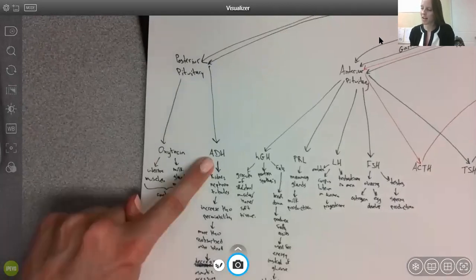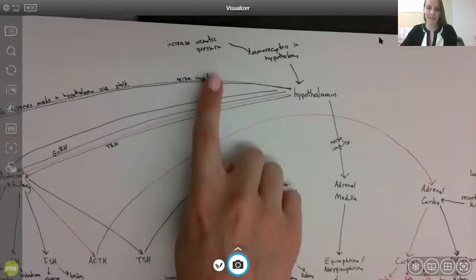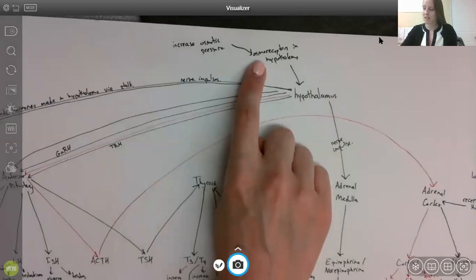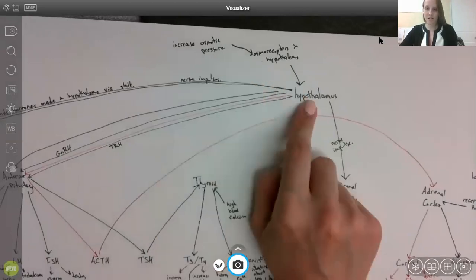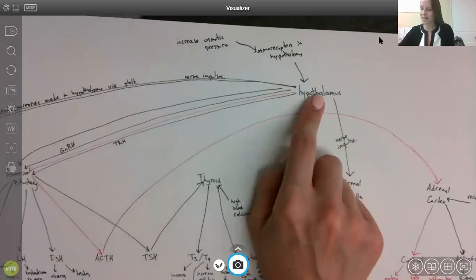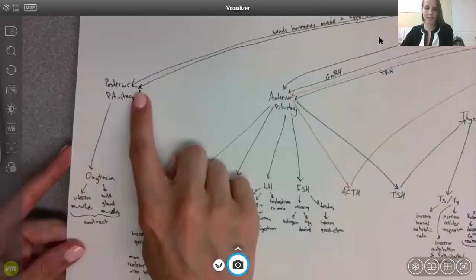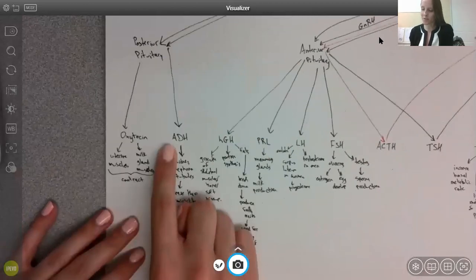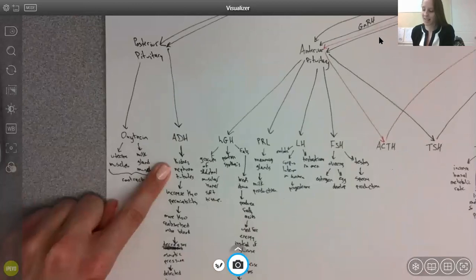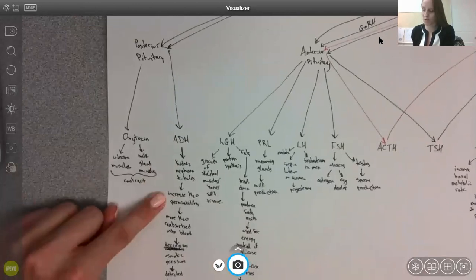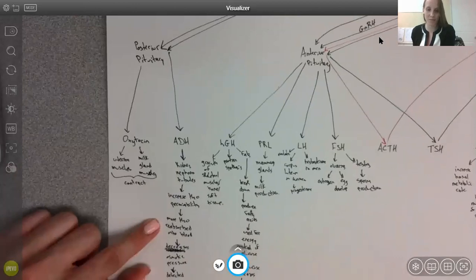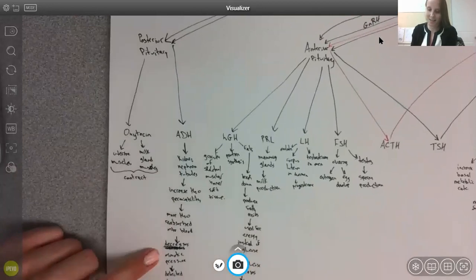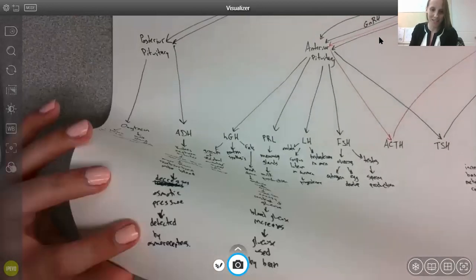With ADH, what happens is the osmotic pressure increases. That is detected by the osmoreceptors. These shrinking osmoreceptors are going to trigger the hypothalamus to send an impulse to the posterior pituitary to release the ADH. The ADH then goes to the nephron tubules of the kidney. It increases their water permeability, so more water is reabsorbed into the blood. That is going to decrease osmotic pressure, which is then detected by the osmoreceptors.